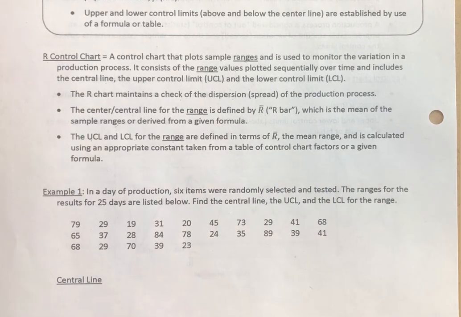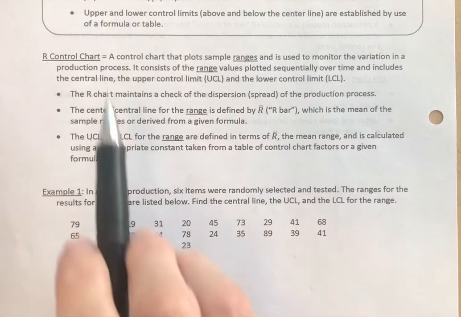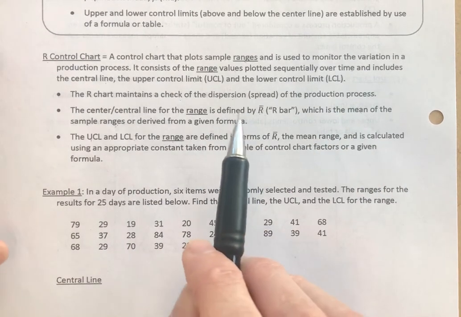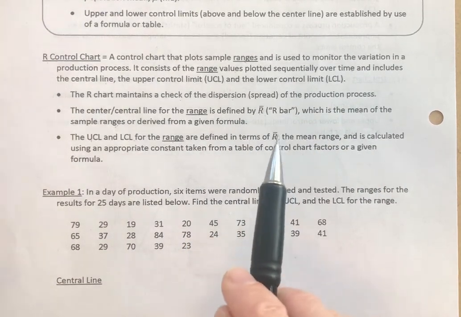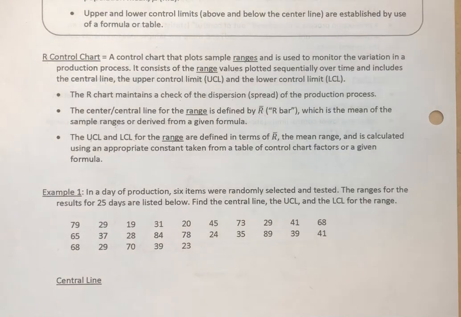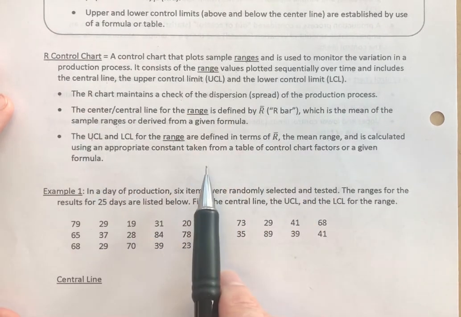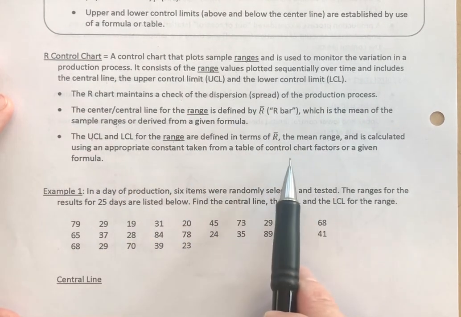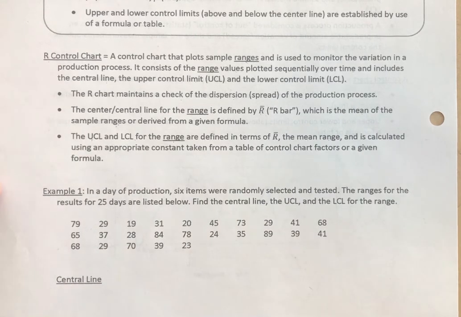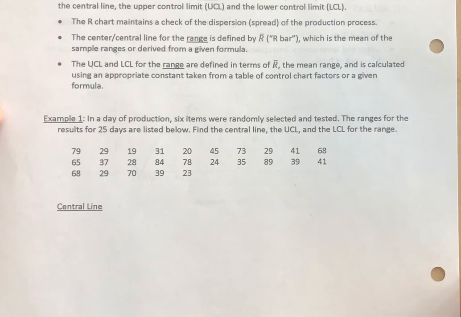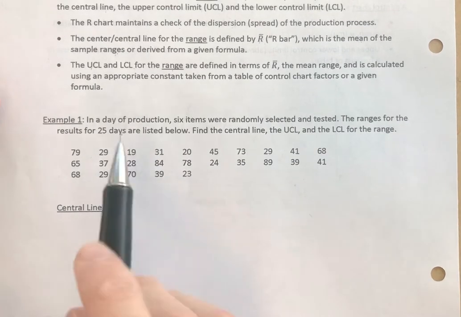And we're going to calculate this using an appropriate constant taken from a table of control chart factors or from a given formula. Okay, our look at statistical process control is a very surface look at this. A statistics course will deal with this in much greater detail. So we're just kind of taking a quick peek at this, and we're going to give you some formulas just to see how this looks, keeping it simple. Let's take a look at an example of this, and you'll see what I'm talking about.